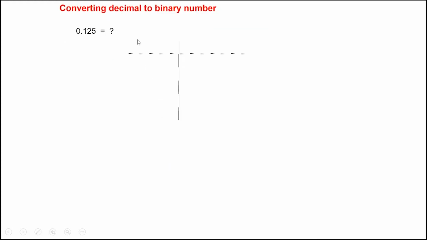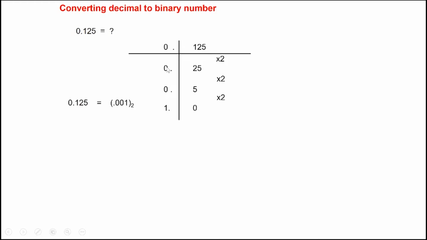Right, so here is a more systematic way of doing the same thing. Start with 0.125, multiply by 2, you get 0.25, so you get 0 here. Multiply by 2, you get 0.5, you again get 0 here. Multiply by 2, you get 0 here, and you get 1 here, right? So what is the number? The number is 0, 0, 1. This is the first bit here, and this is the last bit here, 1.